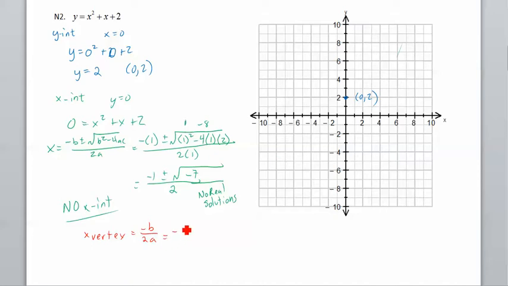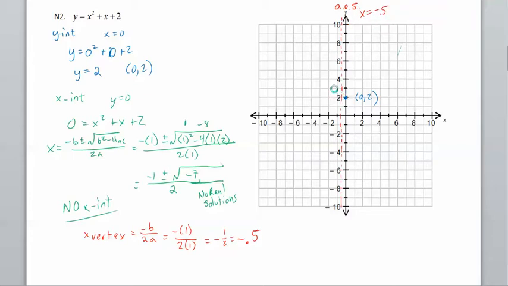So negative b, which was 1, over 2 times a, which was also 1. So that gives me negative 1/2, which is negative 0.5. Okay, so that gives me the x value of the vertex. It's also the axis of symmetry, so I can draw that in right here. Okay, there's my axis of symmetry. Right, now it's dashed because that's not really part of the graph, right? It's just a helpful piece. And so x equals negative 0.5 is the equation of that line.